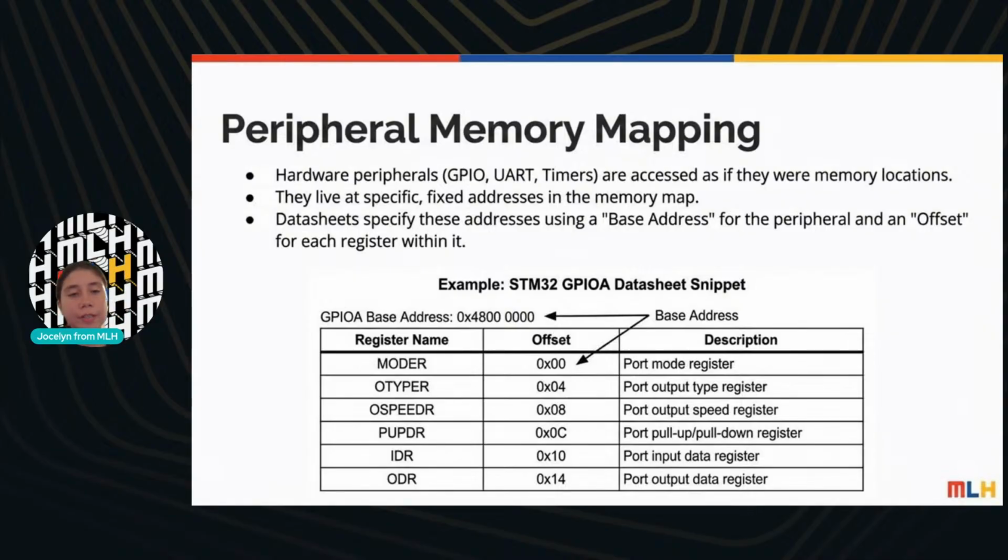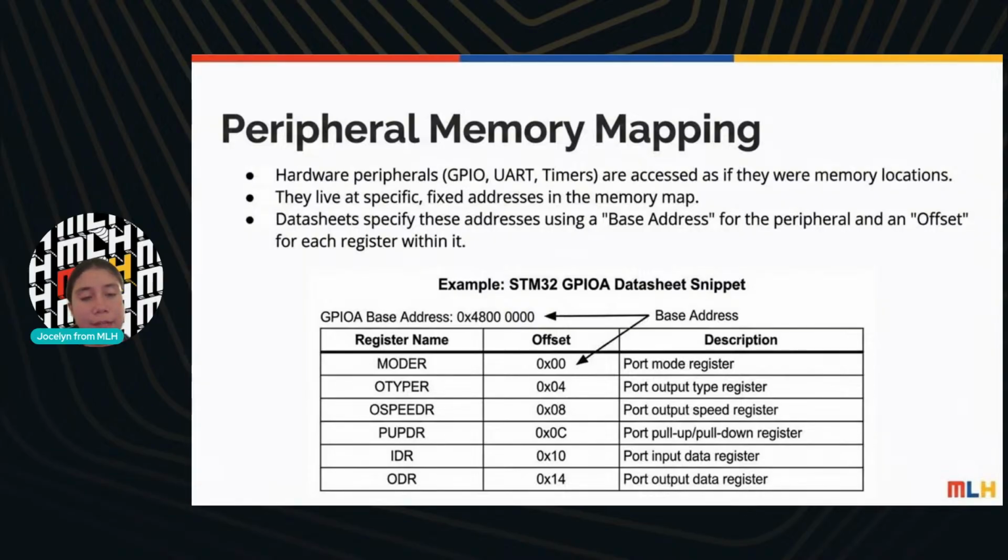Hardware peripherals such as input and output ports, timers, and communication protocols are all accessed as if they were memory locations, so a specific hexadecimal location. They live at a specific fixed address in the memory map. So maybe I can have my GPIO 13 at address hexadecimal 3D or something, for example. And data sheets help us specify these addresses using a base address for the peripheral and an offset for each register within it.